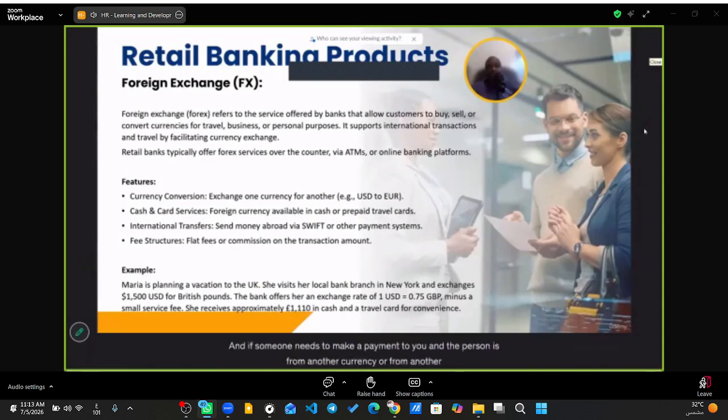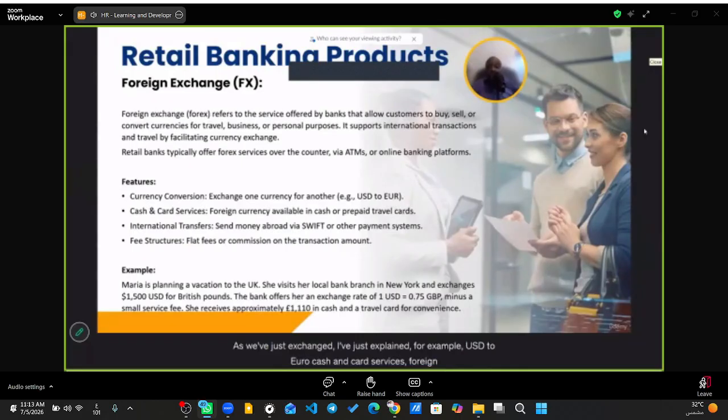And if someone needs to make a payment to you and the person is from another country which uses another currency, that can be paid to you as well from a different currency, where your retail bank makes the conversion themselves and sends it to you. The features include currency conversion, exchanging one currency for another, as we just explained, for example, USD to Euro.